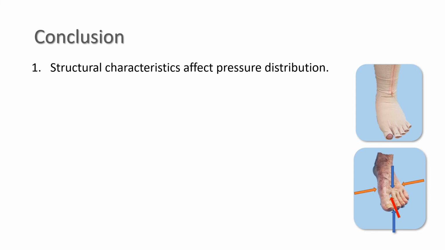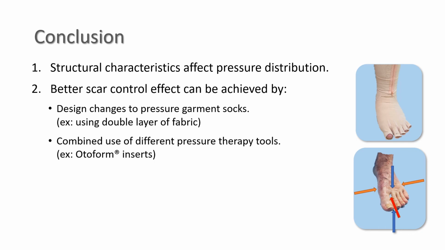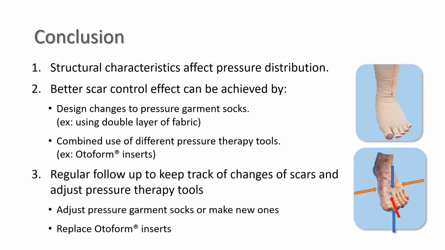To achieve utmost scar control, adjustments to the design of the pressure garment sock are required, like using a double layer of fabric, and combined use of other pressure therapy tools is required, such as autofoam inserts. Whatever the type of pressure therapy tool used, frequent follow-up is necessary to keep track of changes in scars and make necessary adjustments to the pressure therapy intervention and/or tools.